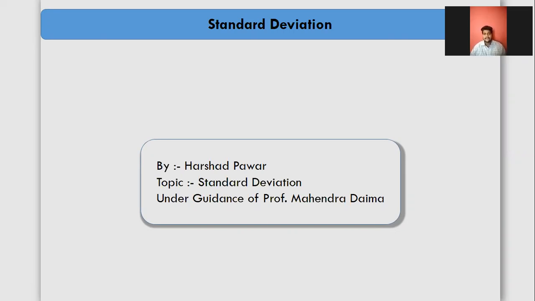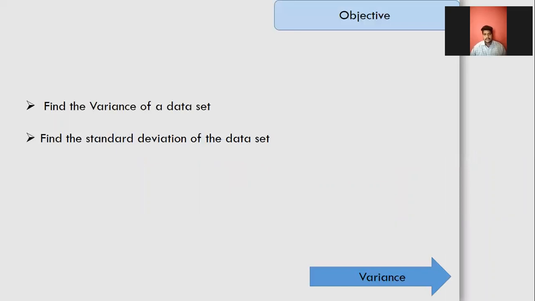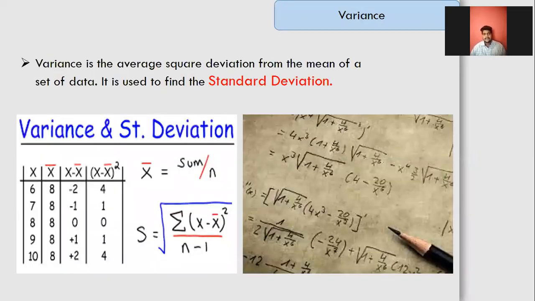So today my topic for business statistics is standard deviation. What is the objective of standard deviation? It is to find the variance of a dataset. Then variance. What is variance? Variance is the average square of deviations from the mean of a set of data. It is used to find the standard deviation.